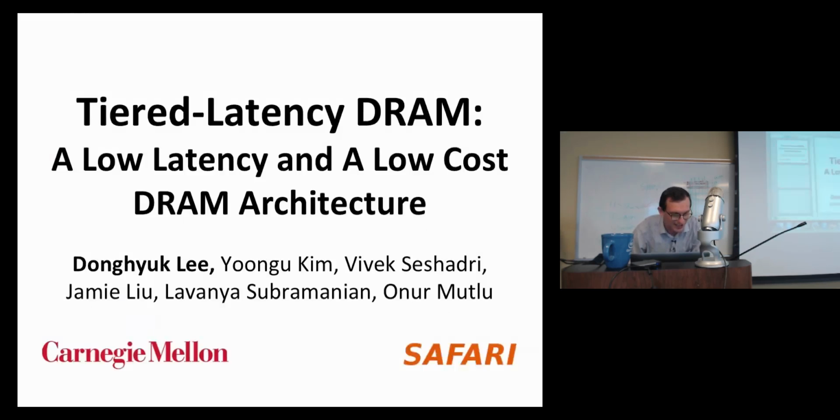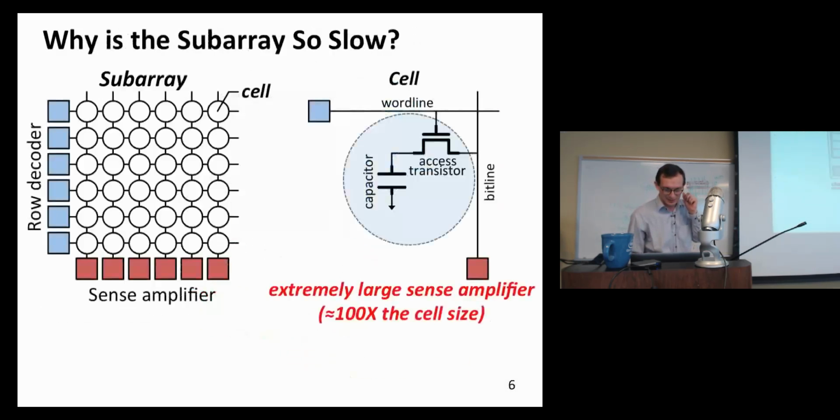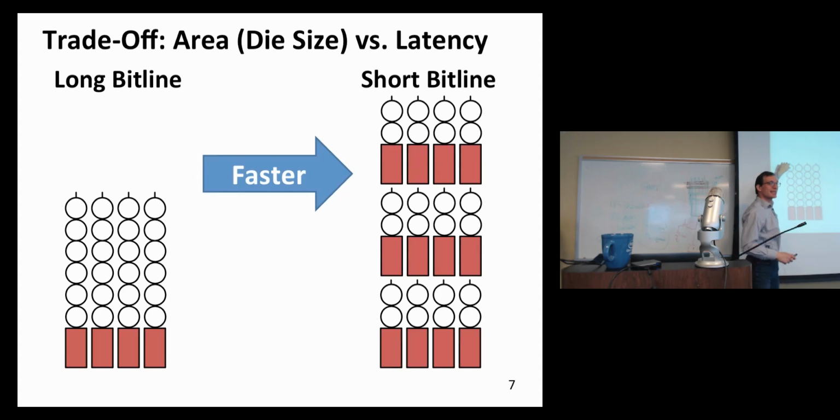Because 1000 is a larger number than 32, right? This is what we talked about. Basically, yeah. This is what you have today. In a subarray, you have, let's say, 1000 cells connected to a bit line, and you have a sense amplifier connected to that bit line. This long bit line is slow because this bit line is long, it has high capacitance, right? To make it faster, you could do something like this. You could chop up the bit line into smaller bit lines and have sense amplifiers, basically smaller subarrays, right?